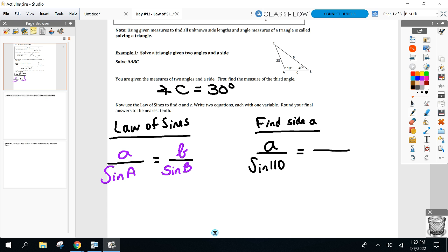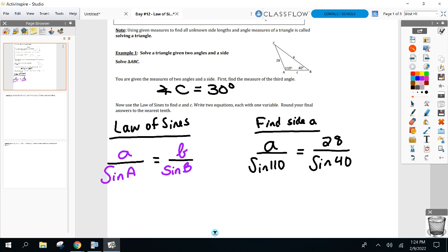That's in the same ratio as, now what I want to put here is an actual side and angle relation I know. I don't want to put C here and have 2 different variables. Give me a side and an angle relation I know. What side do I know? B, 28. And I'm going to put that over, what's the angle across from 28? 40. Not 40, but sine 40.